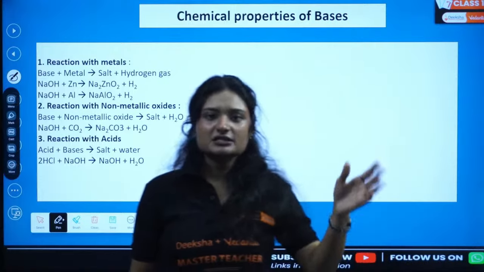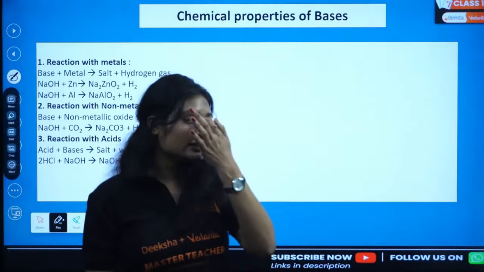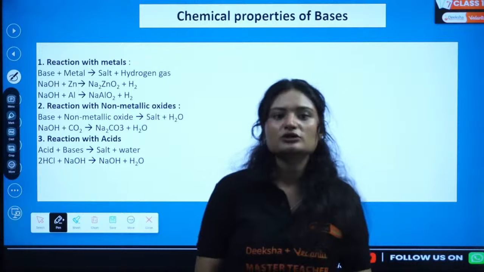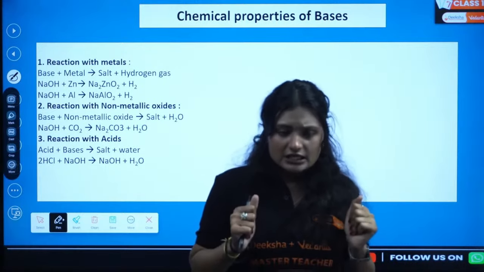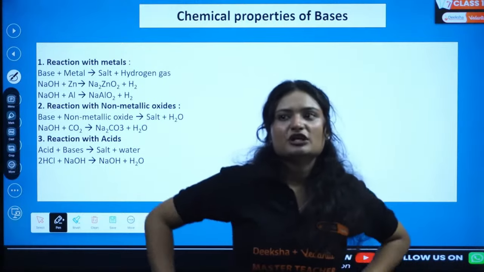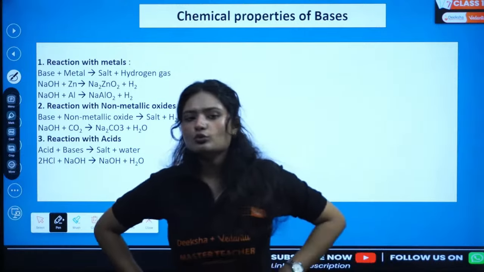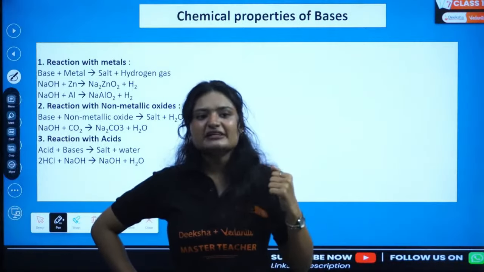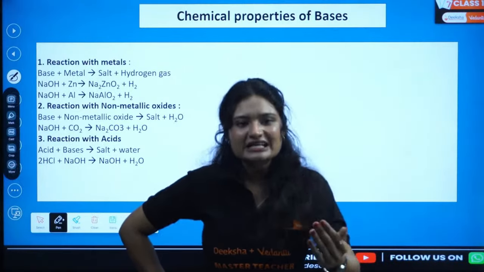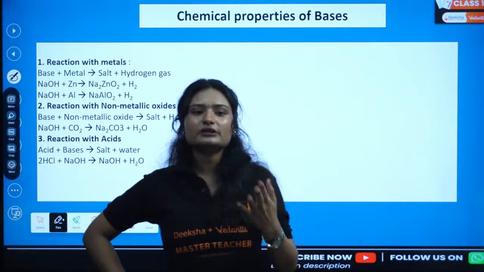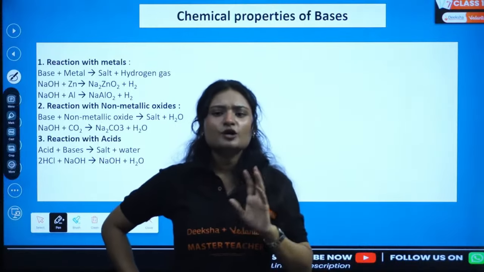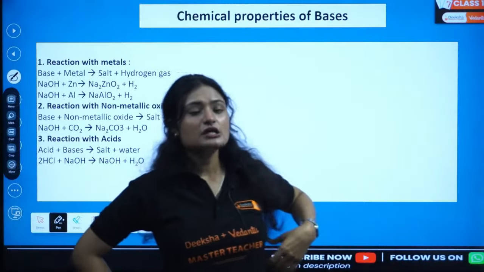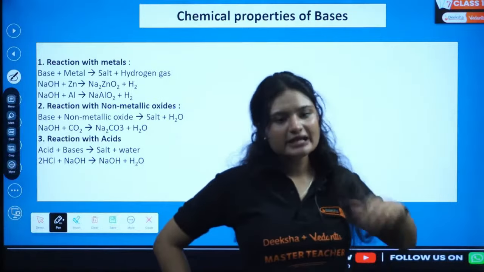Bases also react with metals. Now, my dear kids, bases and metals have one thing in common. They both have the same nature. What I mean is that bases tend to lose electrons. They want to donate electrons. Metals also tend to donate electrons. So both have the same tendency. Clear? So some metals do react with bases.